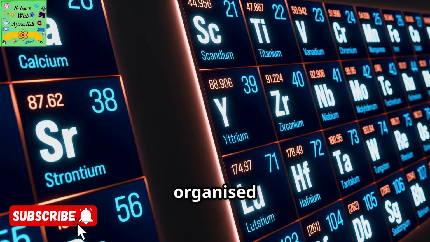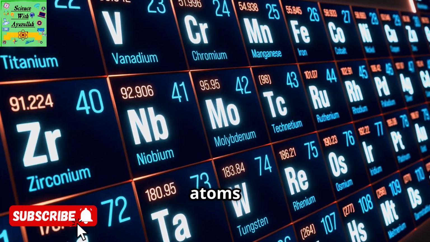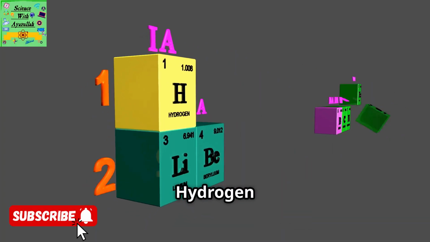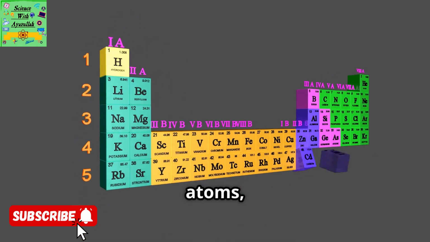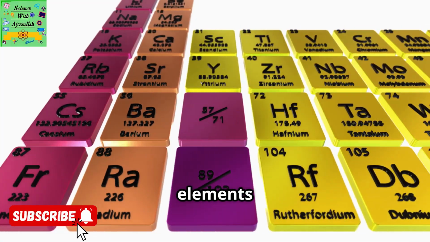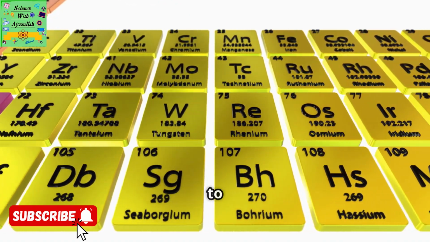The atoms are organized so that as you read across each row period from left to right, the atoms increase in mass. Hydrogen atoms have the smallest mass, then helium atoms, then lithium atoms, and so on. Each of the elements has been given a symbol. This is a useful shorthand way of referring to them.